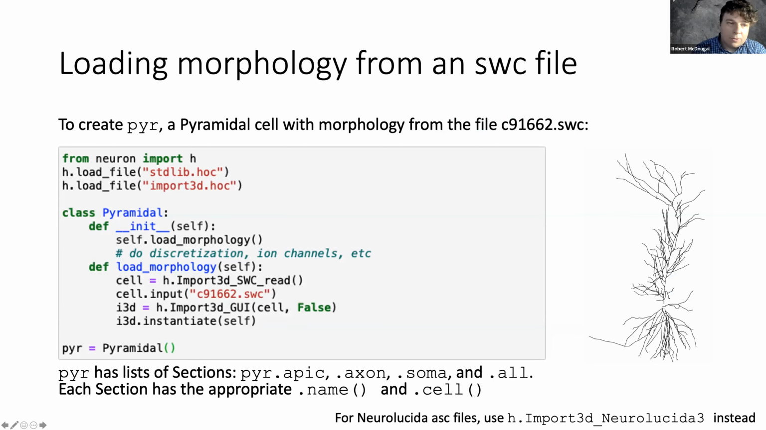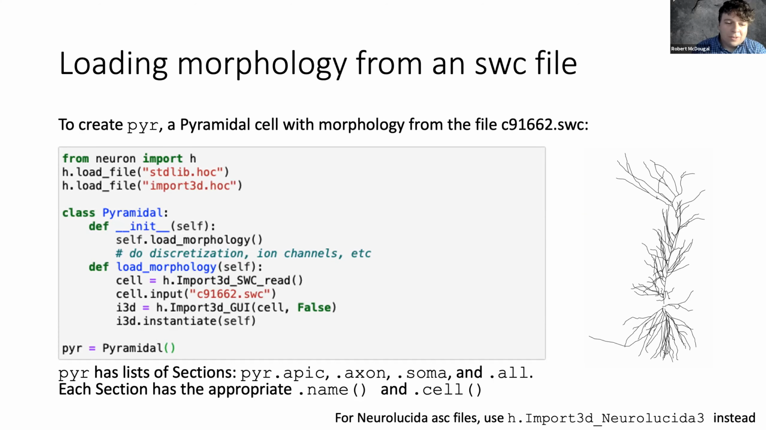Here is an example of a cell class wherein we've defined a morphology and a function that loads a morphology. It's a very stylized representation. These 4 lines are basically what you need. You're always going to use an import 3D SWC read. Well, that's a slight lie. That's for if you're using an SWC file. If you're using a Neurolucida file, there's an import 3D underbar Neurolucida 3. If you're using eutectic, there's an import 3D underbar eutectic, and so forth.